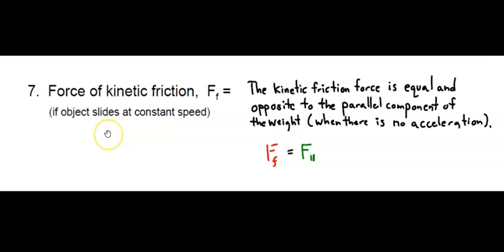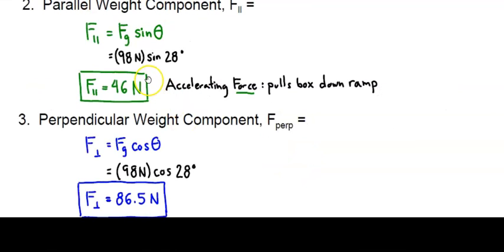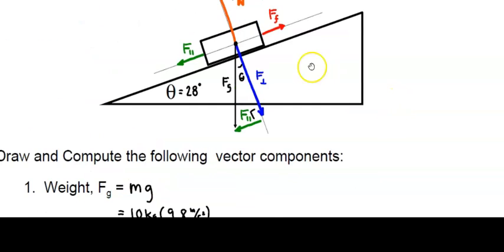And finally, what is the force of kinetic friction if the object slides at a constant speed? So this concept is very simple, that the kinetic friction force is equal and opposite to the parallel component of the weight when there is no acceleration. So the force of kinetic friction is equal to the F parallel green vector, and that was calculated in step 2 as 46 newtons. The accelerating force pulling it down the ramp is balanced by the force of friction dragging up the ramp if there is no acceleration down the ramp.